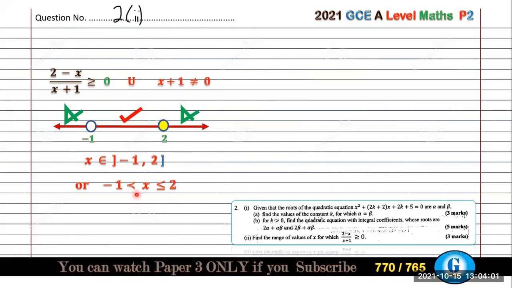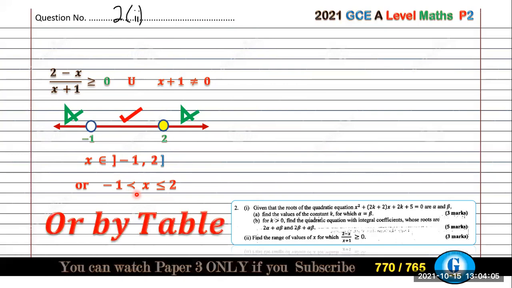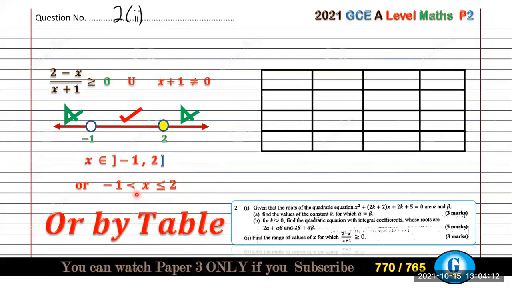Now let's look at the other approach. We can use the table as well. By table, it's just the same thing. You can use any of them. So by table, from these boundary solutions, we have this x. We have the region x is less than -1. We have the region x is greater than -1 and less than or equal to 2. And you have the region x is strictly greater than 2.